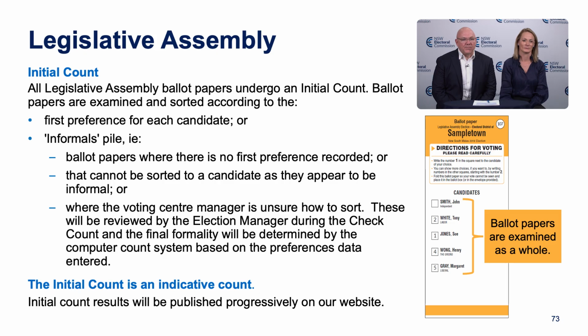All Legislative Assembly ballot papers undergo an initial count. The ballot papers are examined and sorted according to the first preference for each candidate. Otherwise, ballot papers are moved to the informals pile, which are ballot papers where there is no first preference recorded. They cannot be sorted to a candidate as they appear to be informal, or if the voting centre manager is unsure how to sort the ballot paper.